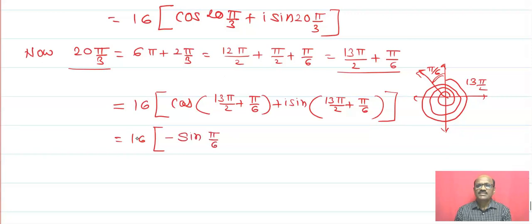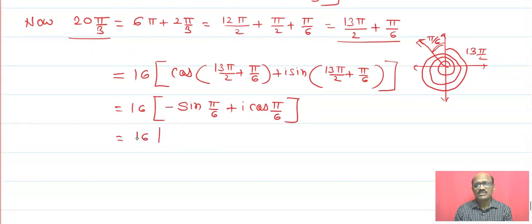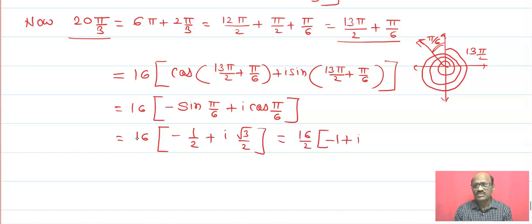Therefore, I had written in this manner: 16 cos of (13 pi by 2 plus pi by 6) plus i times sin of (13 pi by 2 plus pi by 6). Now, whenever there is a pi by 2 angle, the function changes. Now, cos is in which quadrant? It is in the second quadrant. In the second quadrant, sine is positive, cos is negative.